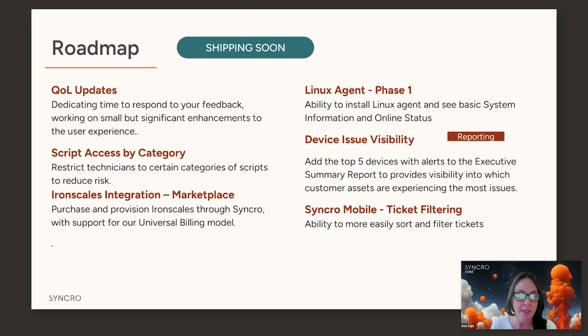All right, in the shipping soon category. So this is things that people are actively working on. They're in development. Always quality of life updates. The Linux agent, heading out into early access. Script access by category to allow you to restrict certain categories of scripts, out in early access. Ironscales, did we release that one? Yep, that one's good. It's good to be ahead of schedule, so no problem there.